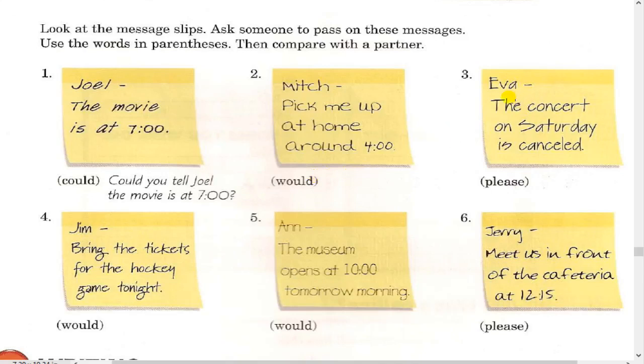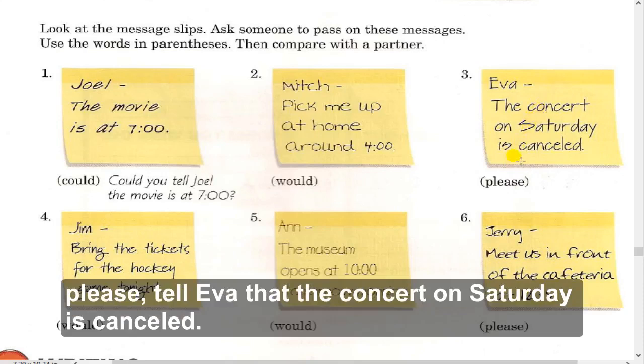Eva, the concert on Saturday is cancelled. So Eva, this is the name. The concert, this is the statement. So we start with the subject. So we use the verb tell. Please tell Eva that the concert on Saturday is cancelled. Please tell Eva the concert on Saturday is cancelled.